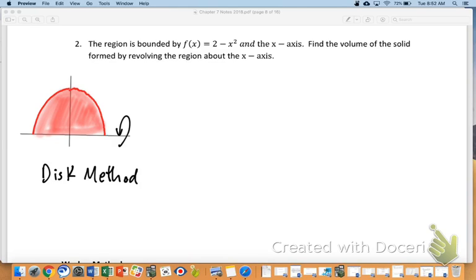All right, what's the relationship between the axis of rotation and the representative element? Perpendicular. There we go. So I'll throw one of them in right here. How thick is that?